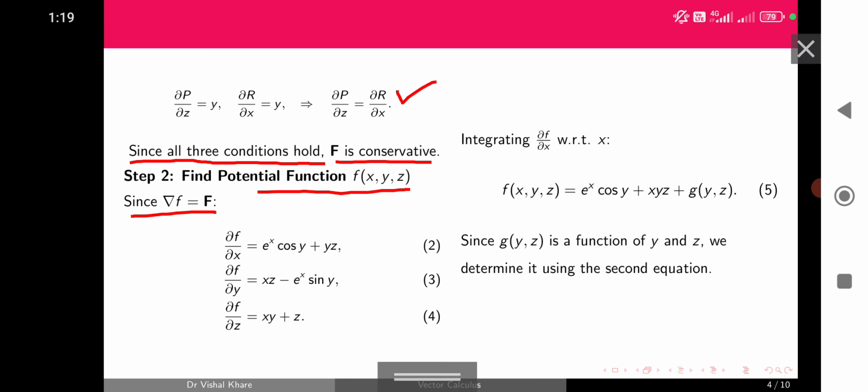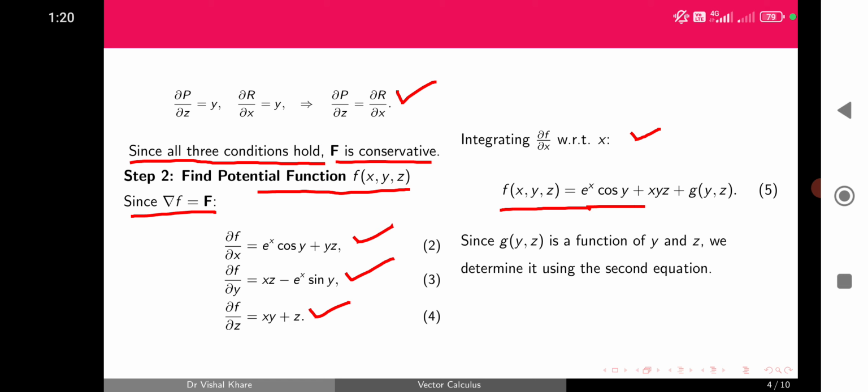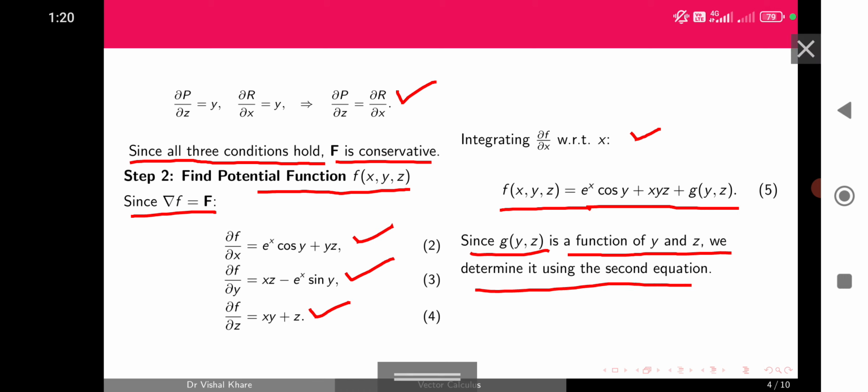Since the gradient of f is equal to vector F, therefore ∂f/∂x is equal to P, ∂f/∂y is equal to Q, this is the value of Q, and ∂f/∂z is equal to R, the value of R. Now we integrate partially with respect to x. So integrating, we get f(x,y,z) equal to e^x cos y plus xyz plus g(y,z). Since g(y,z) is a function of y and z, we determine it using the second equation.